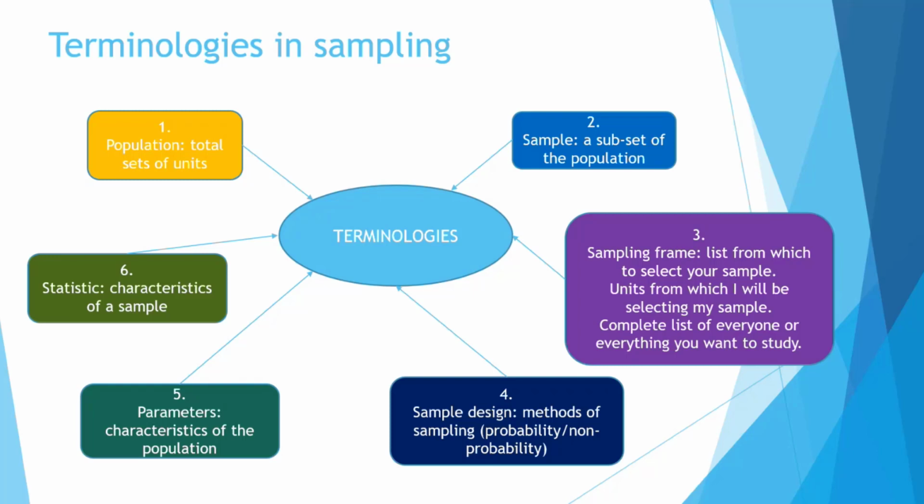Then I'll say definitely I'll have a sample frame which is based on the phases: the foundation phase, the intermediate phase, and the senior phase. Because I'm working with 30 teachers here, let's say I'll take 10 teachers from the foundation phase, 10 from the intermediate phase, and 10 from the senior phase. This I'll call a sample. In other words, my sample consists of 10 teachers per phase. That's my sample.